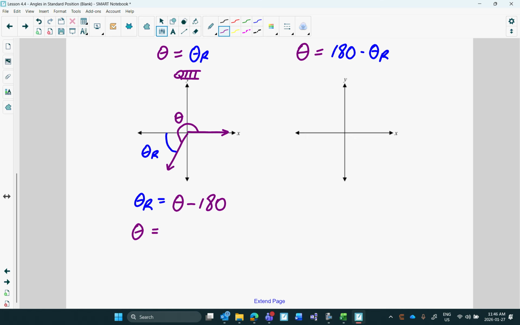How would you find the actual angle if I gave you the reference angle? Let's say this is 50. This part is 50, and I want to know that whole thing. How would you find it? We do it plus 180, right? It's the reference angle, 50, plus 180.